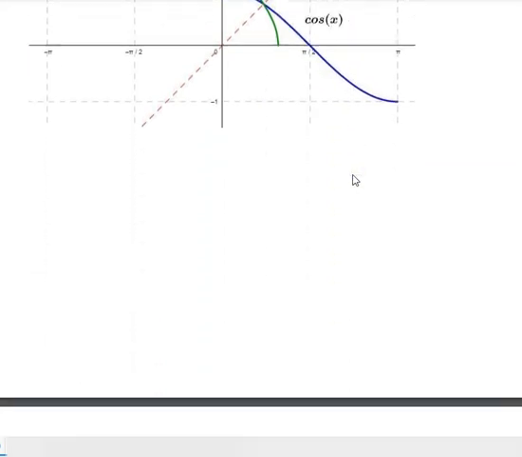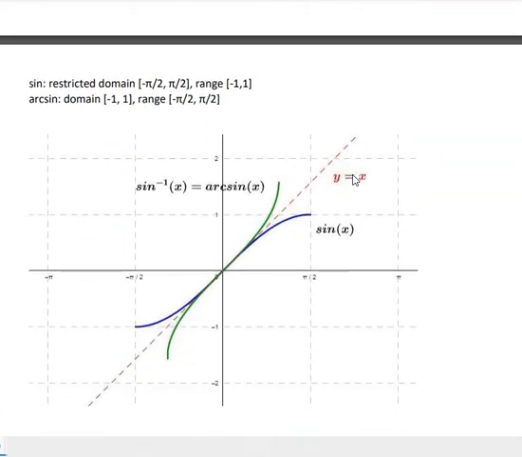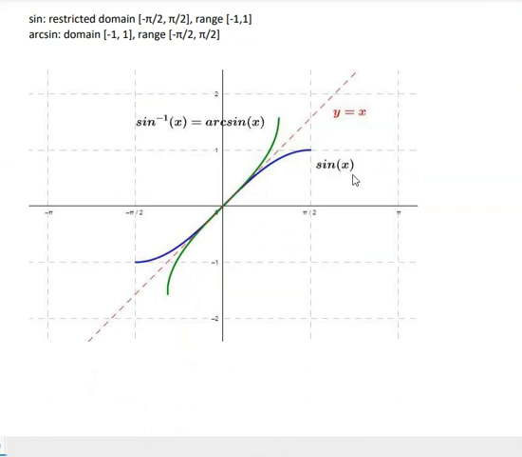Moving on to sine. Here's a portion of the sine graph from -pi/2 to pi/2. It's a restricted domain. Range is -1 to 1. And the arc sine, the sine inverse, switches those two, and here it is in green, the reflection across that line.